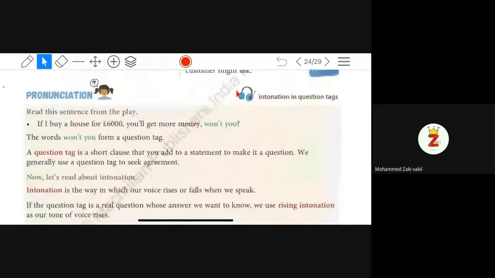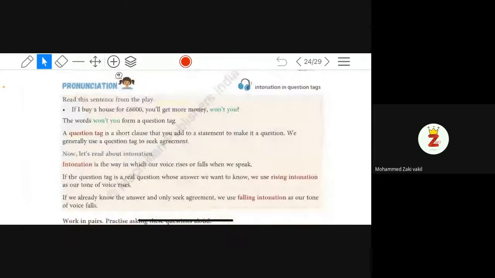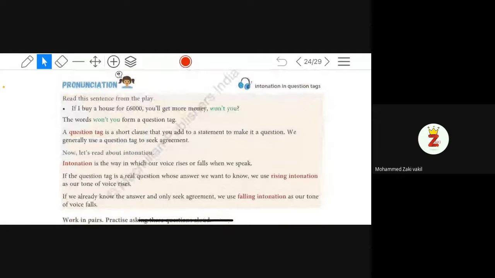Pronunciation. How to read this? What is given? Read this sentence from the play: If I buy a house for £6,000, you will get more money, won't you? The words "won't you" form a question tag.